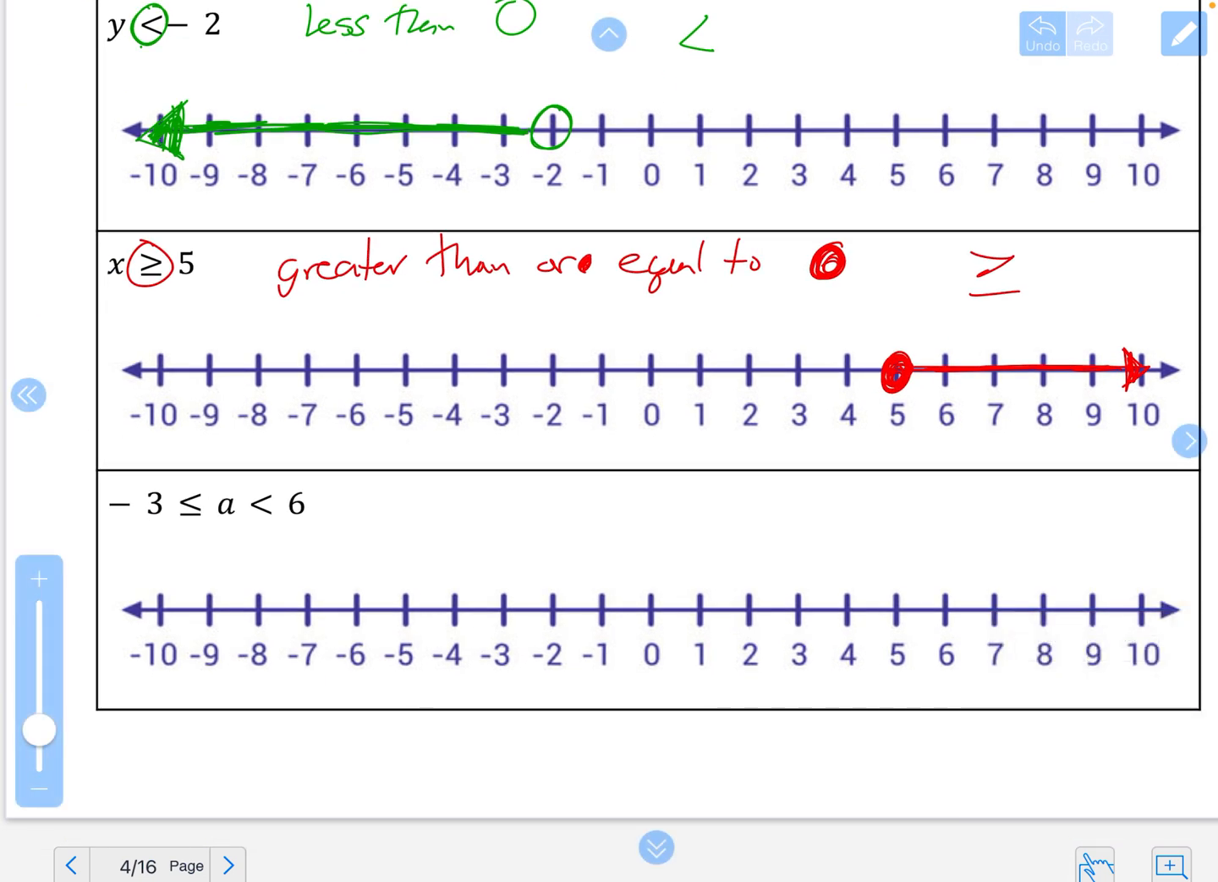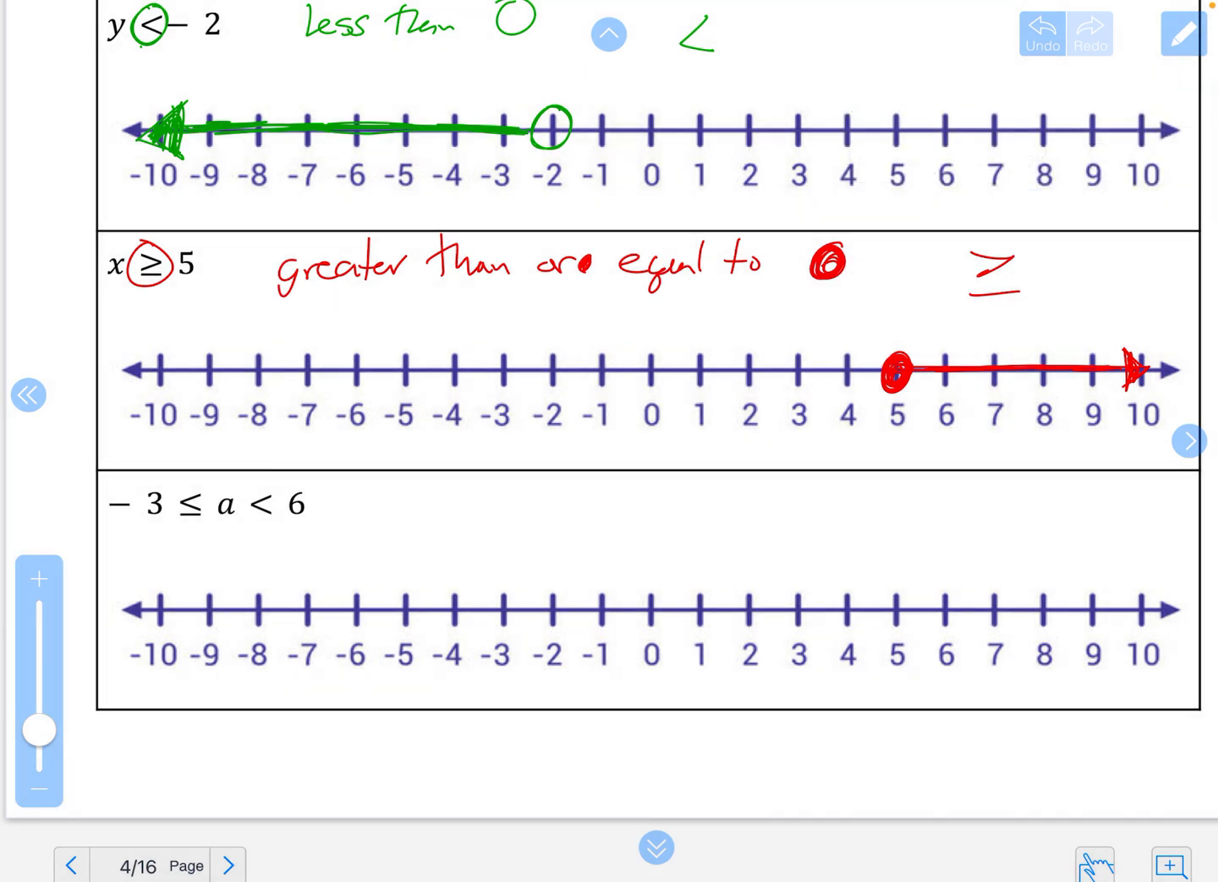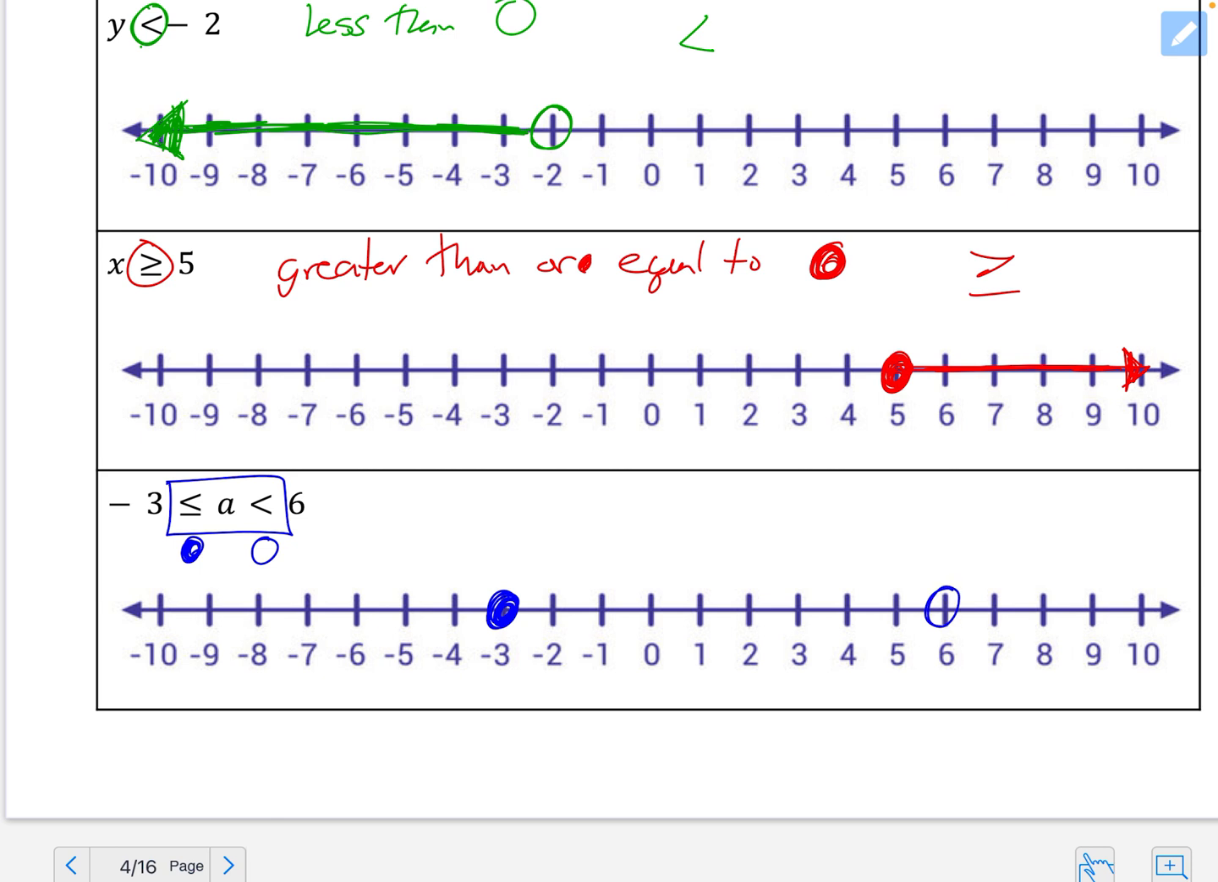So this next one is a little bit different. So it tells us that A is in between. Okay, so that's what that little symbol tells me. So the first one is less than or equal to, which is going to be a filled in circle. The next one is going to be an open circle. So I'm going to take -3, and at -3, I'm going to put a filled in circle. At 6, I'm going to put an open circle. And I know that A is between it, so all I'm going to do is connect my 2 circles right there.